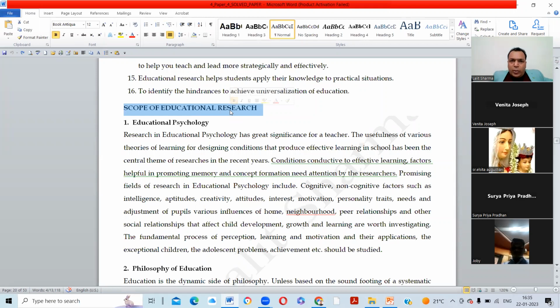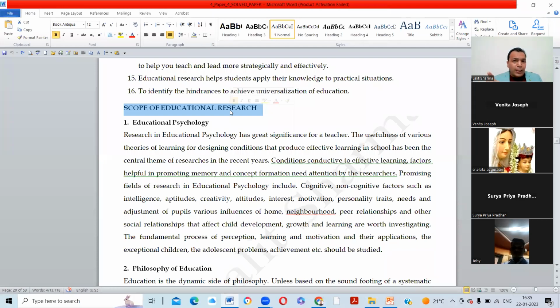Whatever the name of our paper is, paper 4, Introduction to Research Methods, whatever we are learning now, all of this comes under the scope of educational research, right? Scope means everything comes under the scope of that particular heading, educational research, right? So what is education?